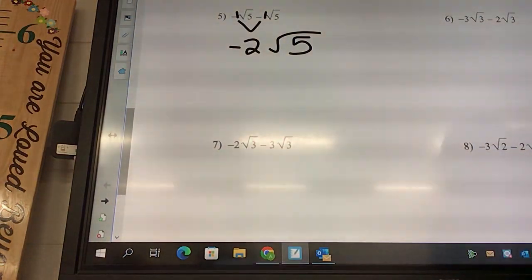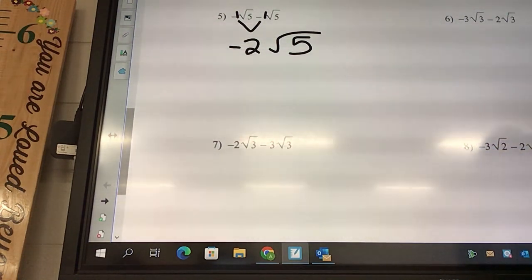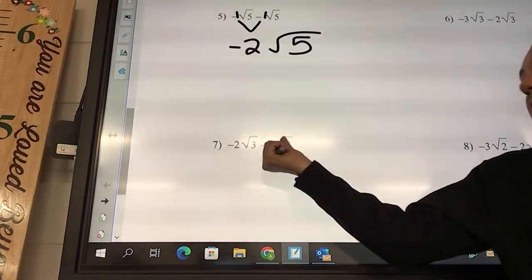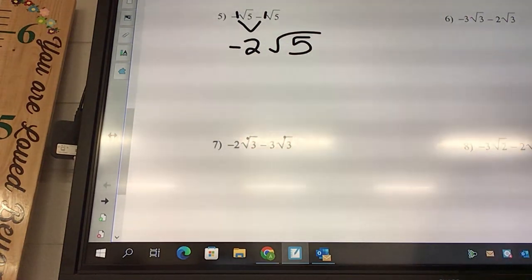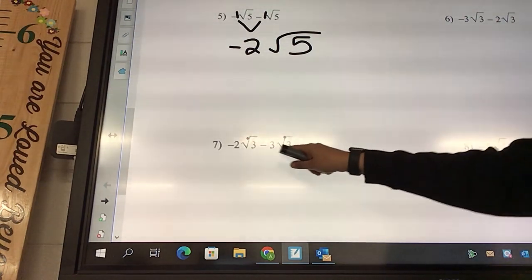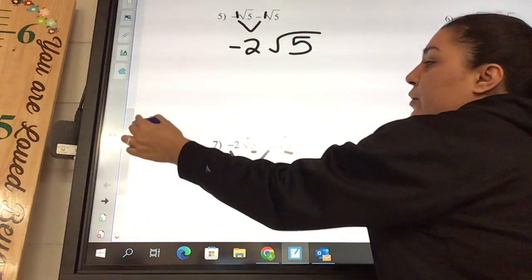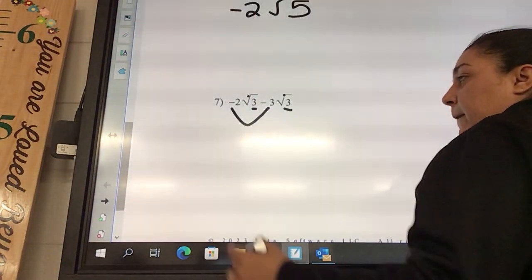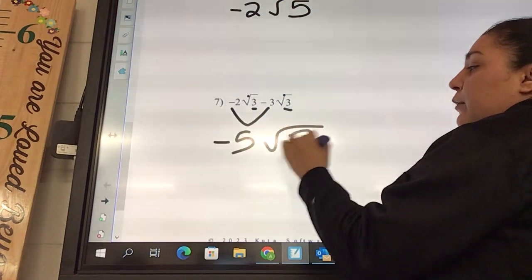Look at 7. Are the indexes the same? Yeah, what are they? 2. Remember, when we're talking index, we're talking this little baby number. So it's a 2. Is the underneath the same? Yes, they're both a 3. This is the same as this, so you can put together the outside. So what is negative 2 minus 3? Negative 5 square root 3.